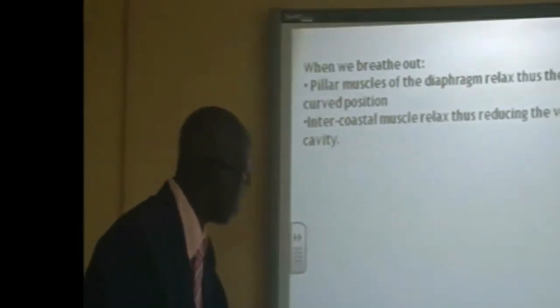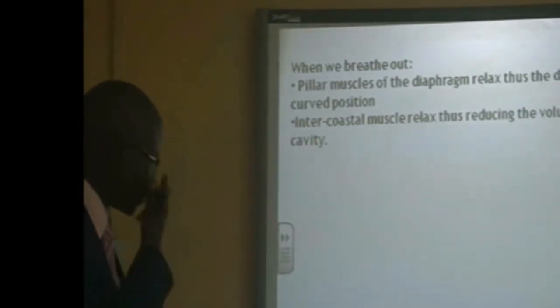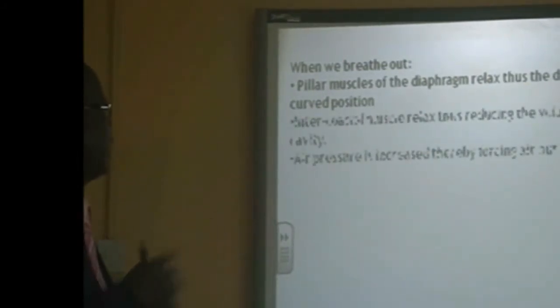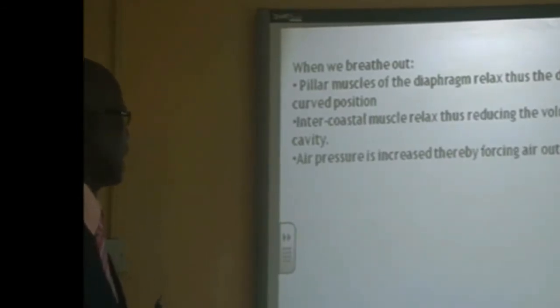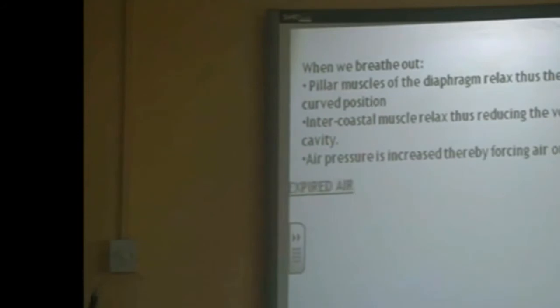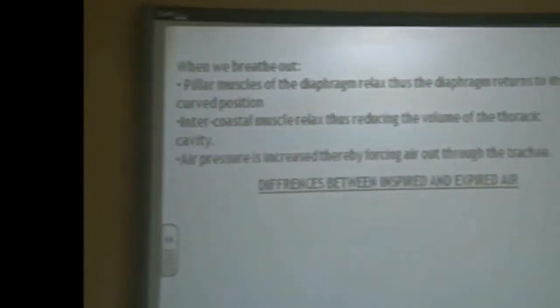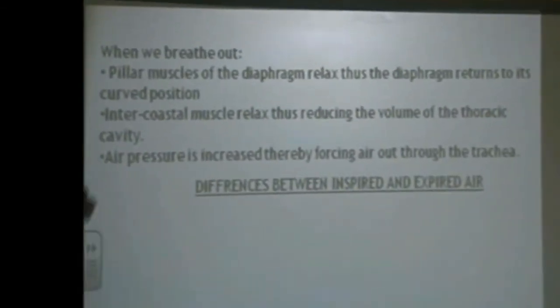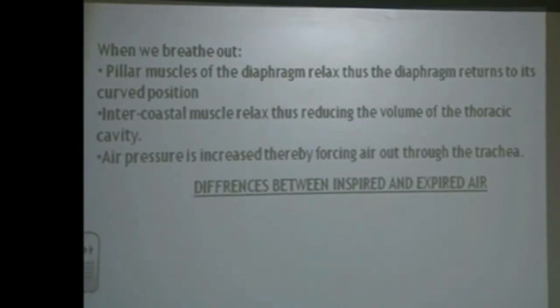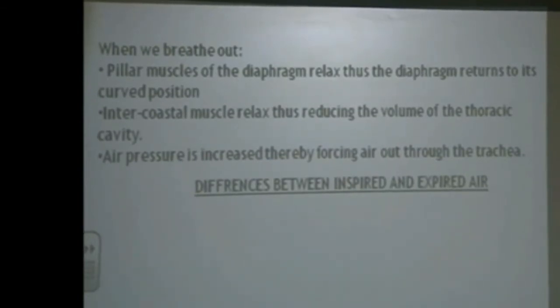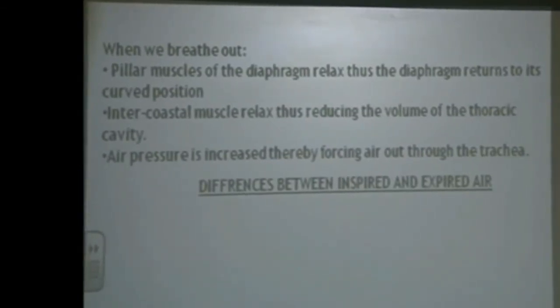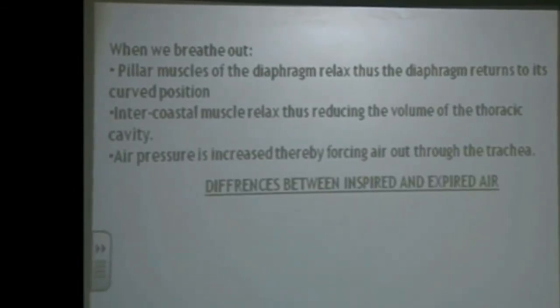Now, in comparing the two, inhalation and exhalation, when we breathe out, it is felt that the air pressure is increased, and that is what actually forces the air out through the trachea and into the external environment. So when you breathe out, there are three major things that happen here. The pillar muscle of the diaphragm relaxes, the intercostal muscles relax, and then the air pressure is increased to force the air out. And of course, that is exhalation.